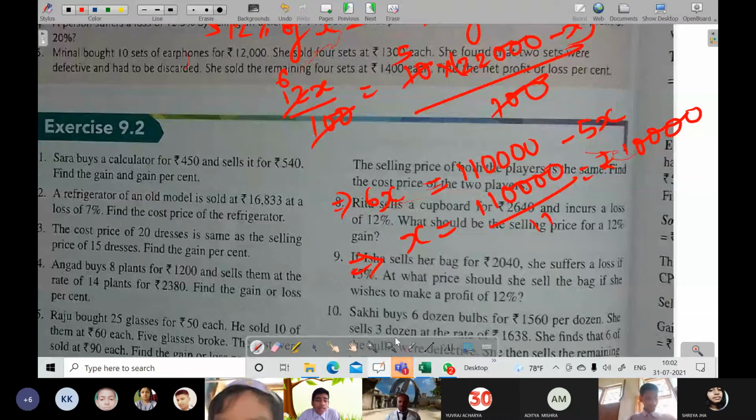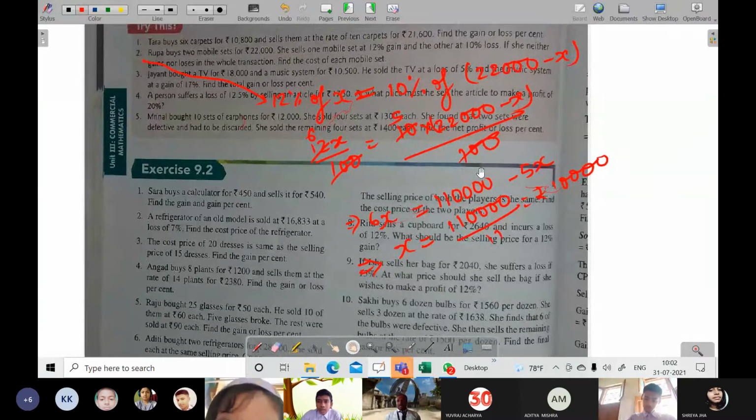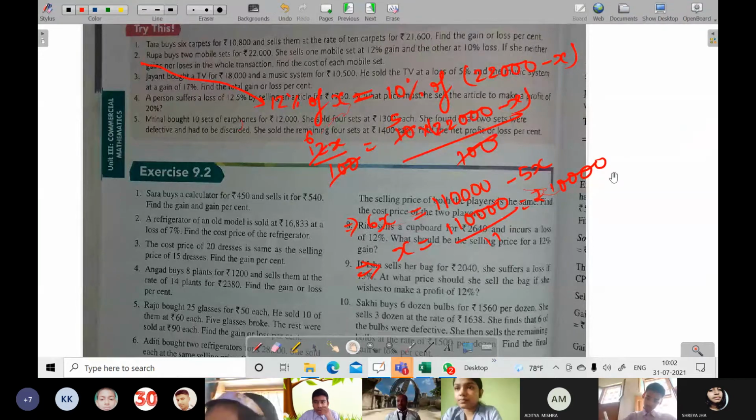Here it is not in the proper process. At first you know what you have to write: let the price of one mobile be x, another mobile will become 22,000 minus x. Then according to the question, you will be solving this. Then 10,000. Then you will write: hence the price of one mobile is 10,000 and the price of the other mobile is 22,000 minus 10,000 is equal to 12,000.